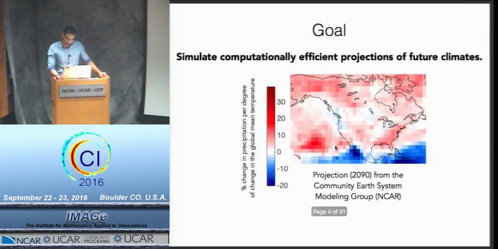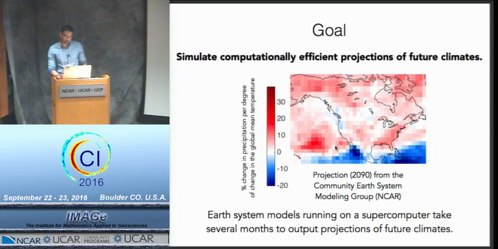For example, over here, the image shows the spatial field of one of the climate variables from the NCAR Earth system model. And anybody who has worked on the Earth system model knows that it takes several months on a supercomputer to get climate model outputs.